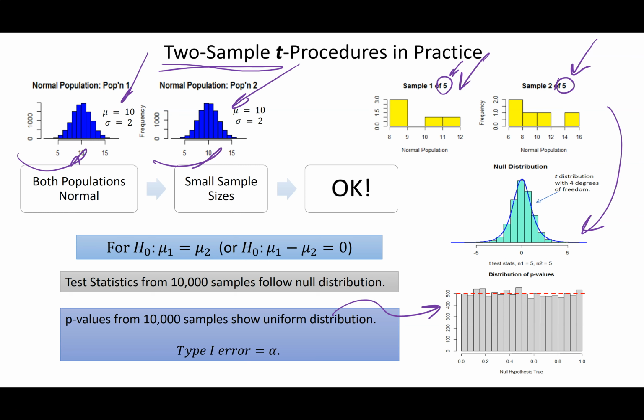A lot of times we aren't quite that lucky. 5 is a really small sample size. It would be really hard to tell from these samples alone that, yeah, this is roughly normal. 5 is really hard.